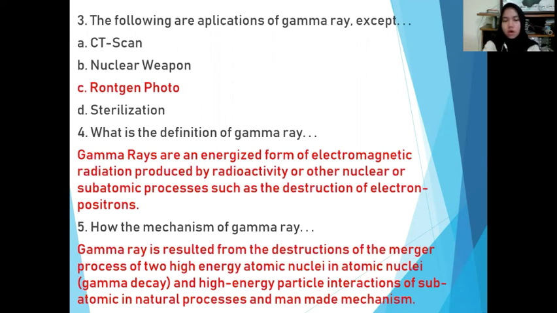Number 5, what are the mechanisms of gamma ray? The answer is, gamma ray results from the destruction of the merger process of two high-energy atomic nuclei in atomic nuclei, gamma decay, and high-energy particle interactions of subatomic particles in natural processes and man-made mechanisms.